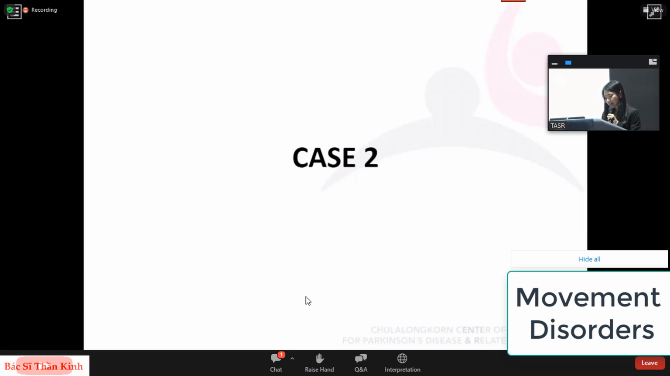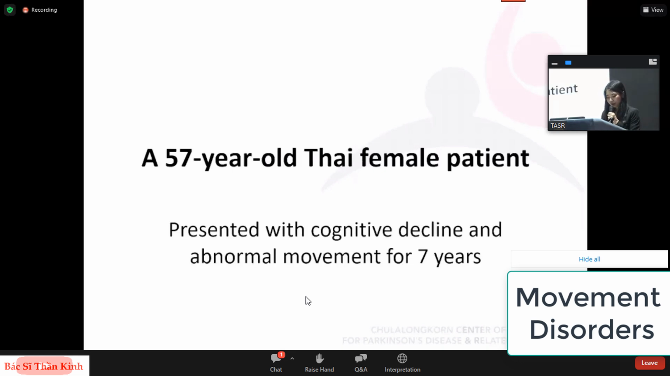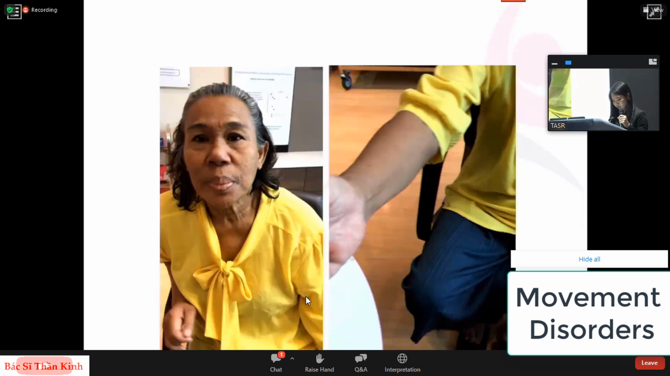And moving to the second interesting case, this is a 57-year-old Thai female patient presented with cognitive decline and abnormal movement for 7 years. She also had a positive family history of movement disorders, in her mother and her younger sister.